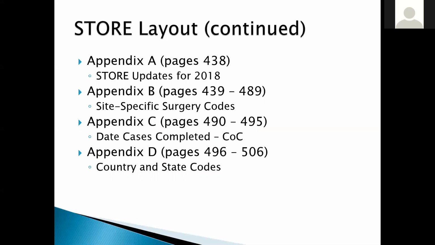Appendix B is the section that contains the coding instructions and surgery codes for the different primary sites. The sites are listed in chronological order by their ICD-O site code. So that's the order they are in, and you'll get to know that order by site code as you become more familiar with abstracting.